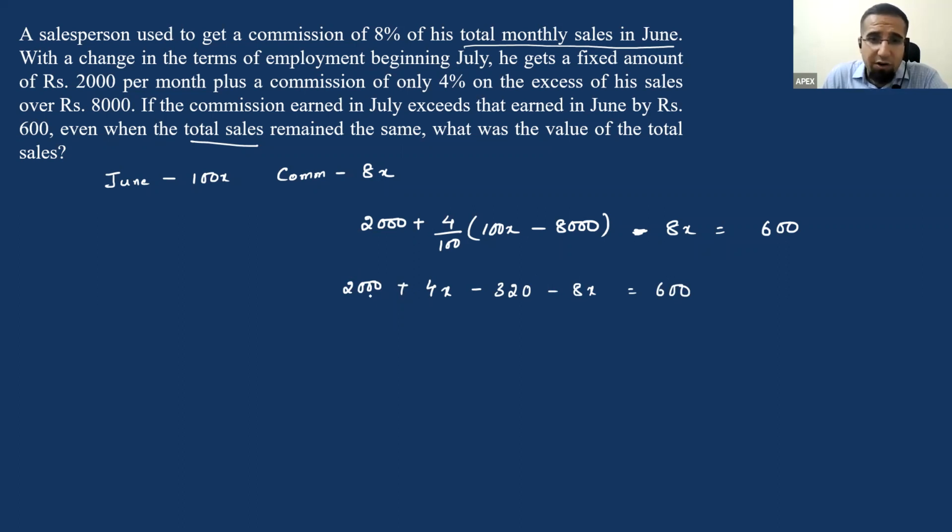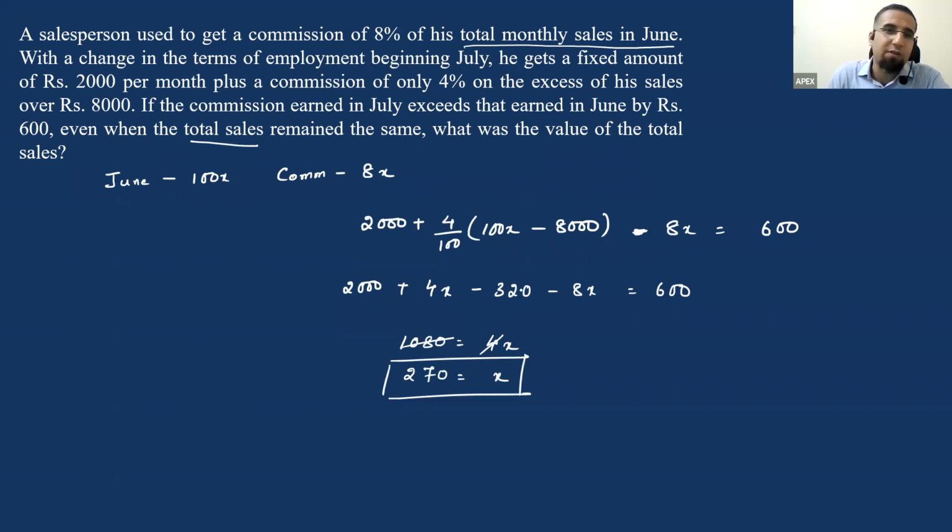which becomes 1400. 1400 minus 320, which will give us how much, guys? 1080 will be equal to 4x. Clear? If 1080 is equal to 4x, then the value of x will be 1080 divided by 4, and that is 270. Now, what is the question asking us? The question is asking us to find the total sales. We know that the total sales were 100x, which is going to be 270 into 100, and that is going to be 27,000 rupees. Clear?